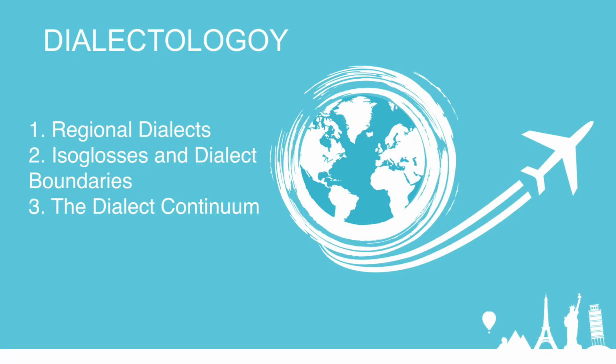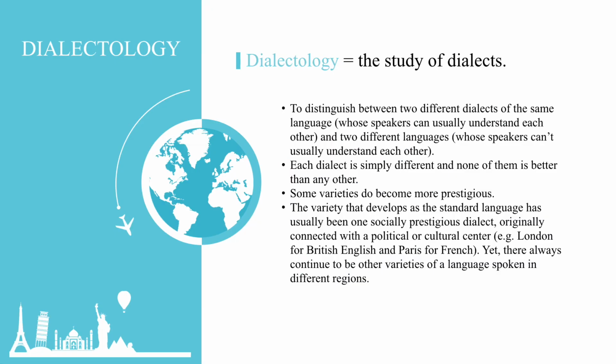Dialectology. In this part, we will learn about first, regional dialects; second, isoglosses and dialect boundaries; and third, the dialect continuum. What is dialectology? Dialectology is to distinguish between two different dialects of the same language and two different languages. Each dialect is simply different, and none of them is better than any other.